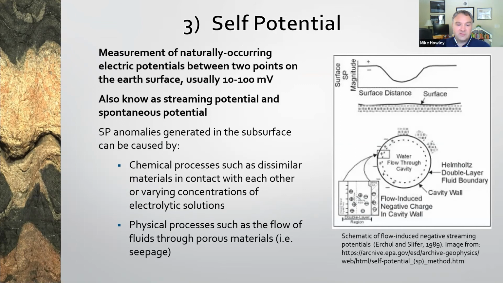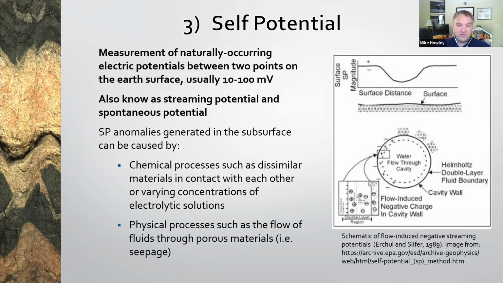The third method I'm going to discuss is the self-potential method, or SP method. The method involves the measurement of naturally occurring electric potentials between 2 points on the Earth's surface. The potentials are usually on the order of 10 to 100 millivolts. The method is also known as streaming potential and spontaneous potential, depending on the process that creates the potential. Luckily, they all have the same initials, so we just refer to it as SP. The most important process relative to transportation projects is the flow of fluids through porous materials, or seepage. The figure shows the magnitude of an SP anomaly that decreases as you move over an area of flowing water.